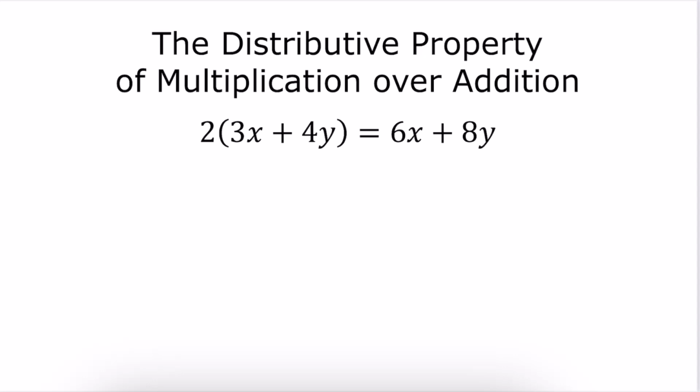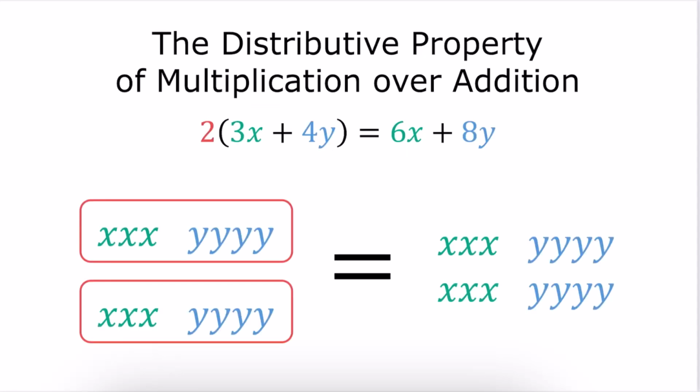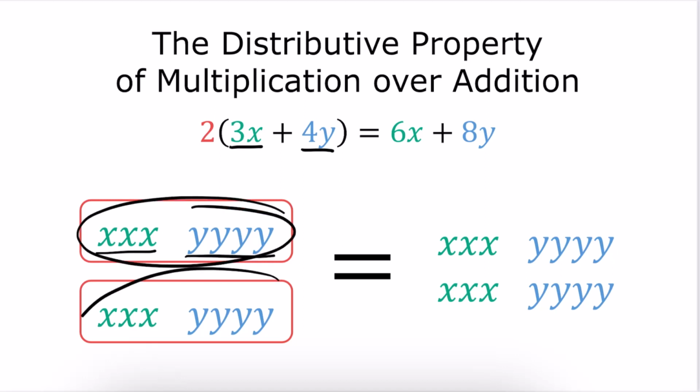So the basic idea of the distributive property is that if you have things that are added together inside of parentheses, and that whole set of parentheses is multiplied by something, you can multiply each part or each term inside of the parentheses to get an equivalent expression. And the reason why this works, I like to draw pictures to show my algebra students this, is because if I have 3 x's and 4 y's, I can model that with 3 x's and 4 y's. And if I multiply that by 2, I'm making 2 copies of it.